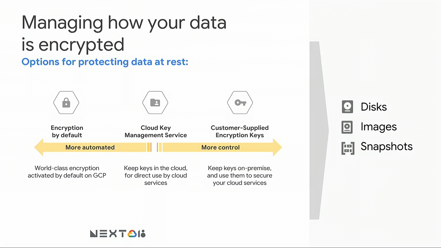If you go into Google Cloud Compute Engine, you spin up a disk, you spin up an image or a snapshot, and you just have all the default parameters, we will encrypt that for you automatically at rest, no questions asked, using our world-class encryption methodologies. So you don't have to worry about it. You just go ahead and spin it up, encrypt it at rest.